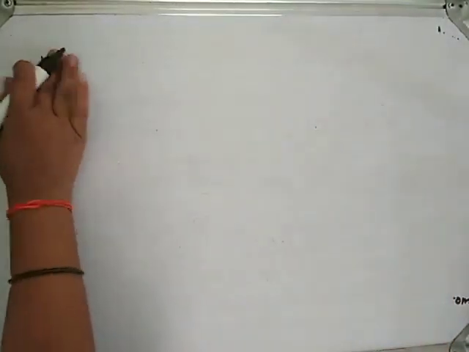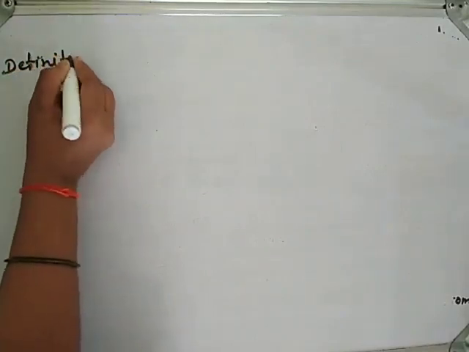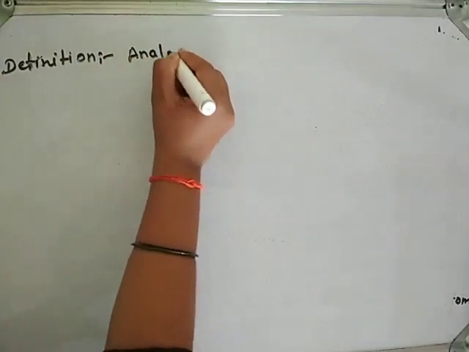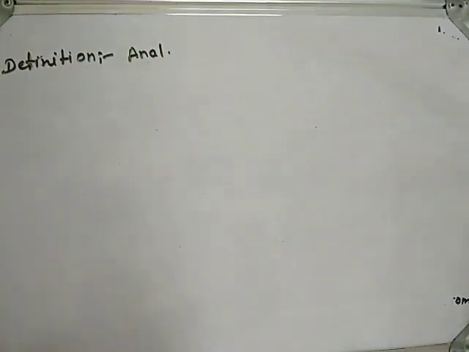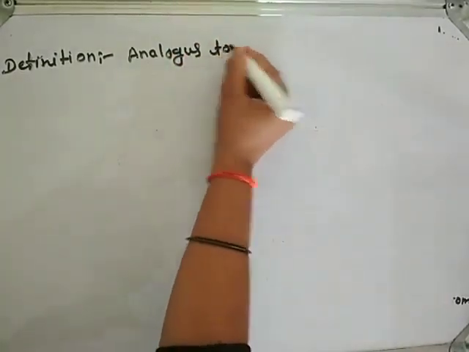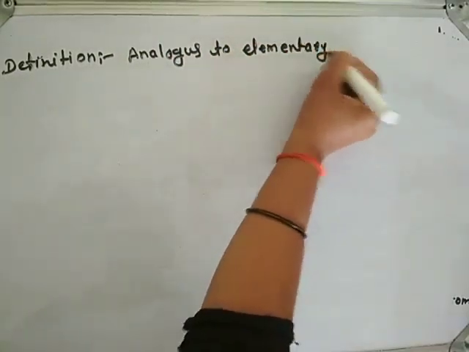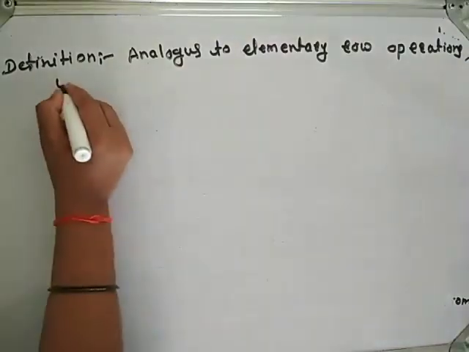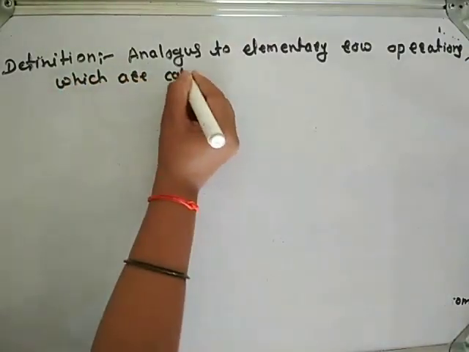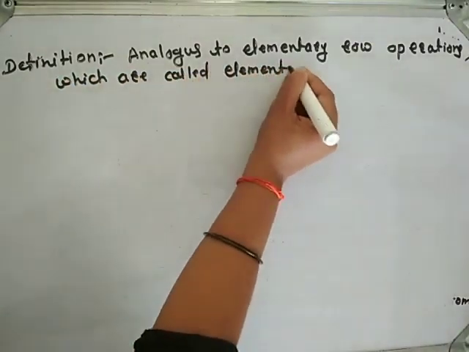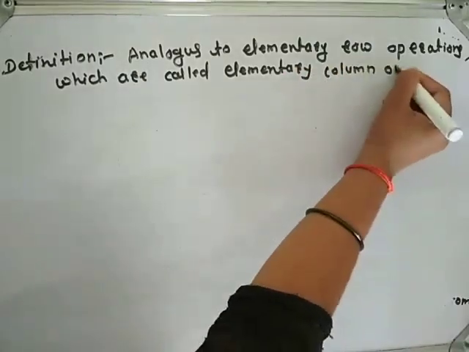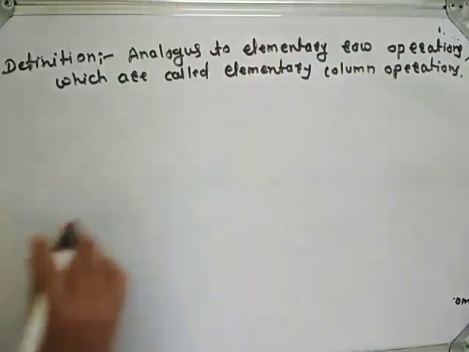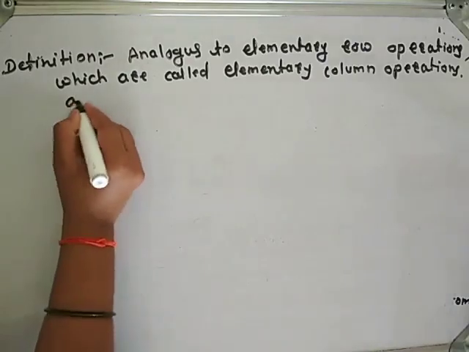Let us write down the next definition. Analogous to elementary row operations, we have what are called elementary column operations, as follows.